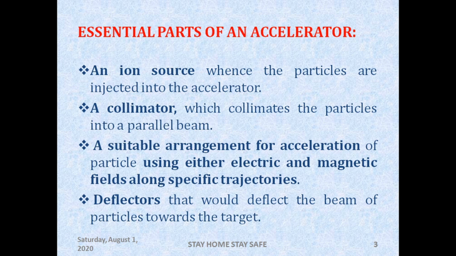Now, what are the essential parts of an accelerator? An accelerator primarily consists of an ion source, a collimator, a suitable element for acceleration of particles using either electric or magnetic fields along specific trajectories, and it should also contain a reflector.